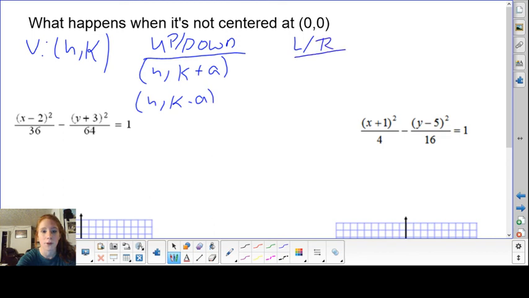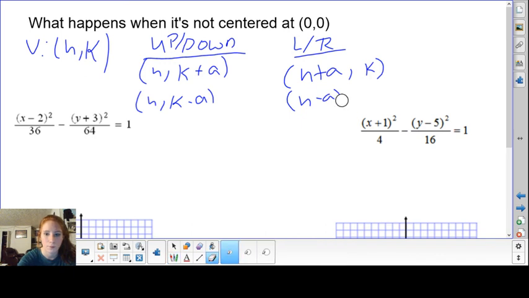I'm going to go left and right. We're going to have H plus A, K is going to stay the same. We have H minus A, K is going to stay the same.